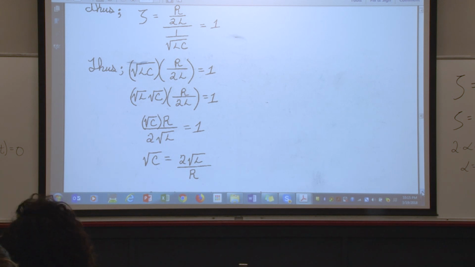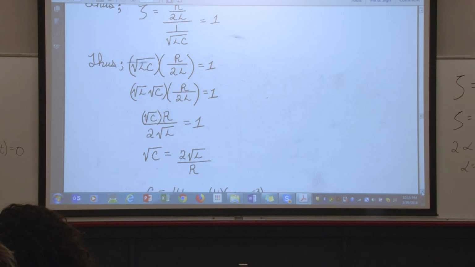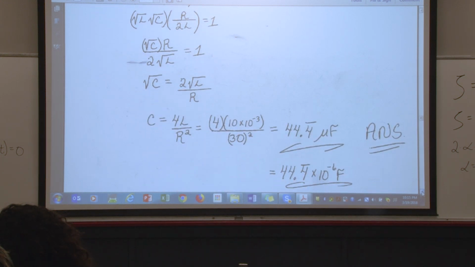So now we have an expression for the value of C, which is what we were asked to find. If I just continue on, C is now 4L over R squared. I give you R, I give you L. So it's 44.4 microfarads.